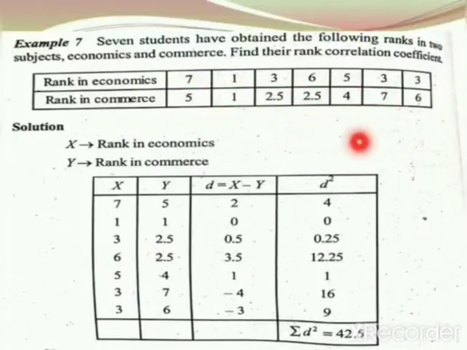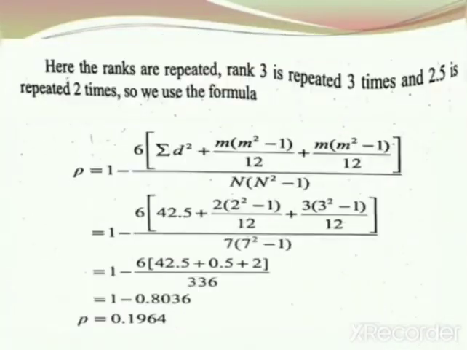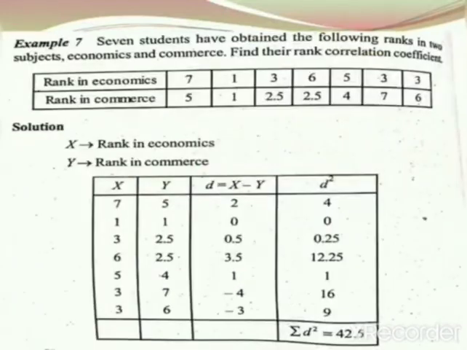So you have to find it by using the formula: 1 minus 6 of summation D square plus m of m square minus 1 divided by 12 plus m of m square minus 1 divided by 12, the whole thing divided by n of n square minus 1. So here we are going to use the repeated rank formula for rank correlation. Let us see how to find the repeated rank correlation. We are taking X as rank in economics, Y as rank in commerce. Let us construct a table.